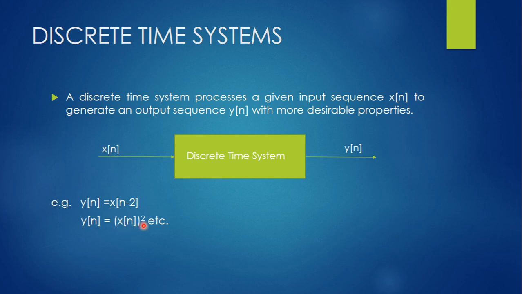Or you simply square all the samples in the input sequence x[n]. This is also a discrete system. In the first case, the discrete system is just doing the time shifting of the input sequence. In the second example, it is just doing the square of each and every sample of x[n]. So this is my discrete system.